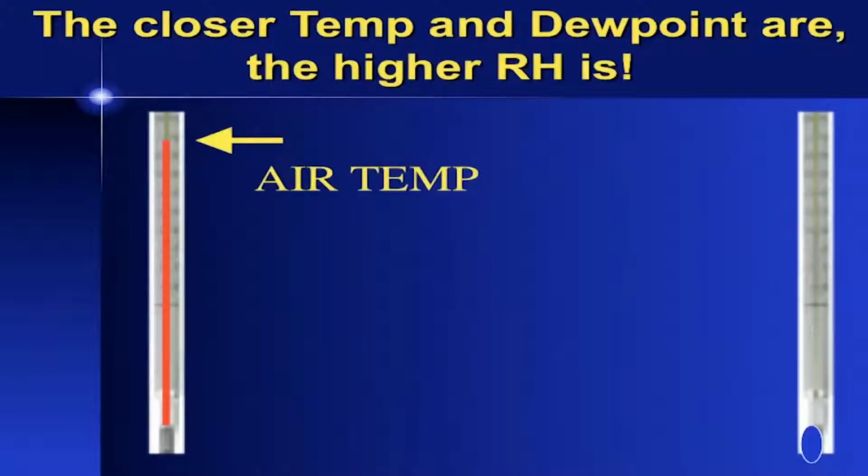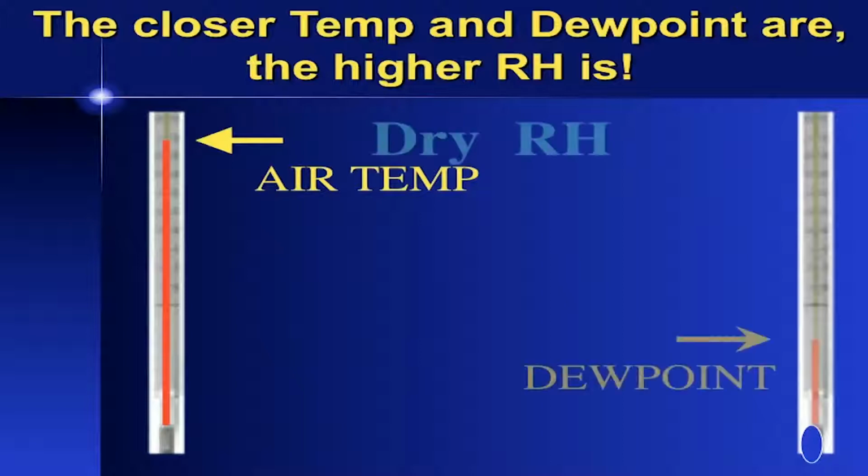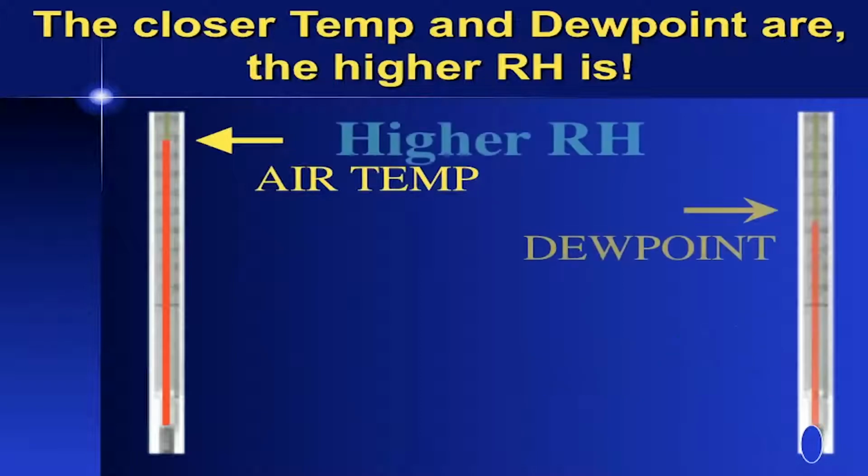Let's look at these two thermometers. Numbers don't matter whatsoever. You just have a big red line on the left for air temperature and not as big a line on the right for dew point. Here, they're far apart. The air temperature and the dew point are far apart, so we have dry, low relative humidity. As I increase moisture in the air, I'm going to increase that dew point. So we bring it up a little more. It's now closer to the air temperature number. The relative humidity is increasing.